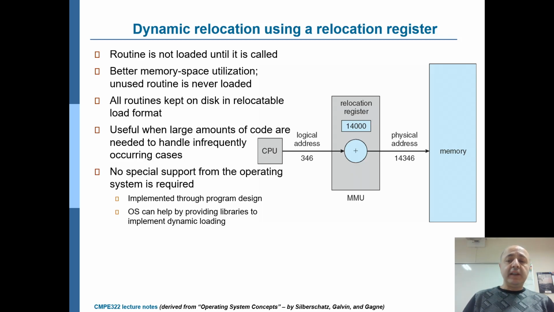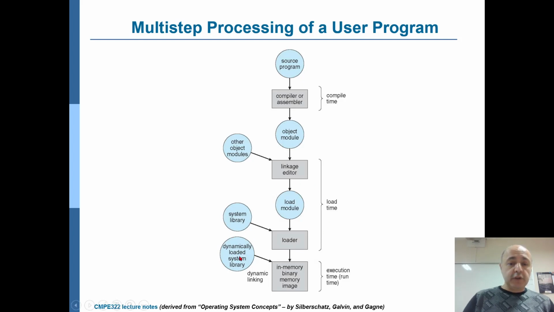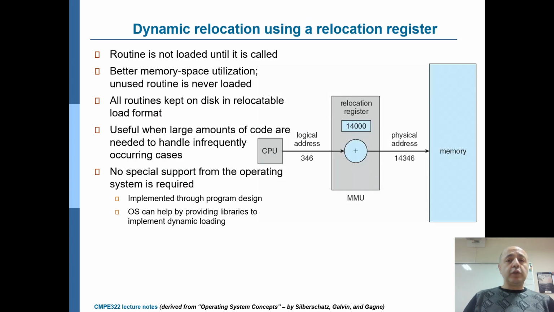Now, let me just remind you of dynamic relocation. We also talked about this. Those are the functions coming from the dynamically loaded system library. The routine, the function that you want to use, is not loaded into memory until you make use of it, if the function is from a dynamically loaded or dynamically linked library. This provides better memory space utilization because you don't use memory space until you need to put the function there. Until that time, that memory space could be used for something else.